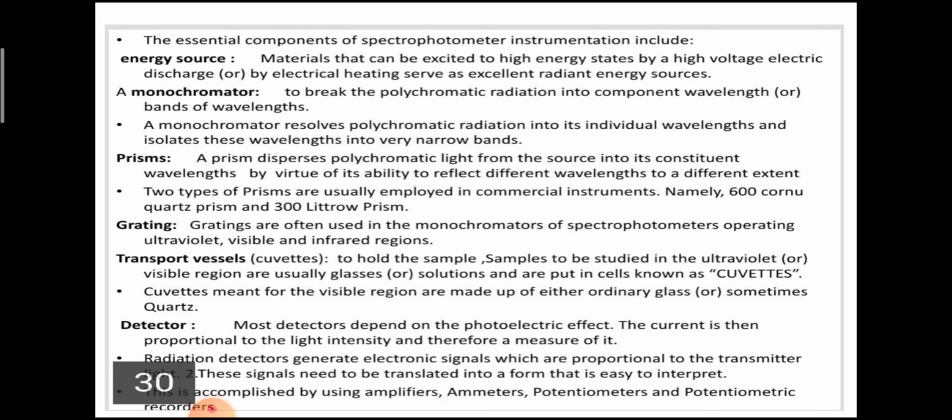Prisms. A prism disperses polychromatic light from the source into its constituent wavelengths by virtue of its ability to refract different wavelengths to a different extent. Two types of prisms are usually employed in commercial instruments, namely the 60 degree Cornu quartz prism and the 30 degree Littrow prism. Gratings. Gratings are often used in the monochromators of spectrophotometers operating in the ultraviolet and infrared regions.